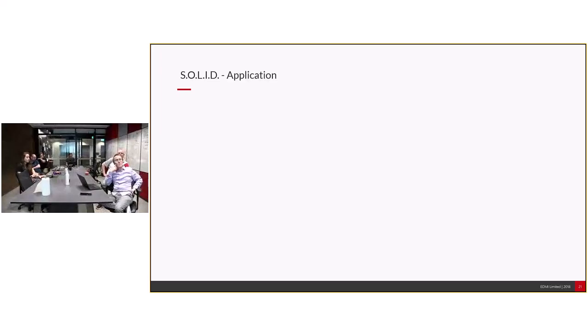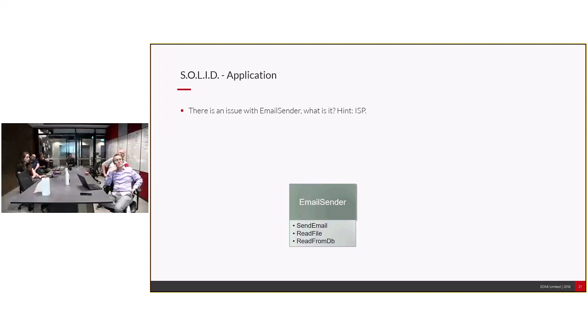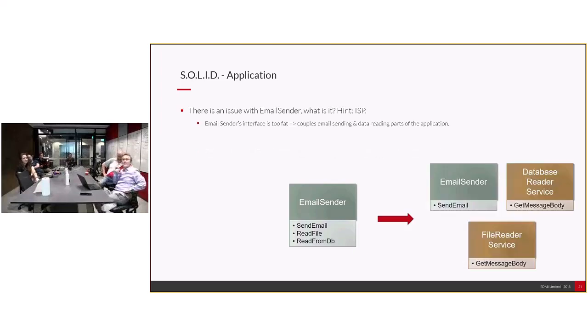Right, that's fine. So let's apply it. There's an issue with the email sender. What is the issue? Hint: use ISP. It's doing all three operations. Give yourself a chocolate. It's doing too many things. You just split it, and look at this, the naming becomes much nicer.